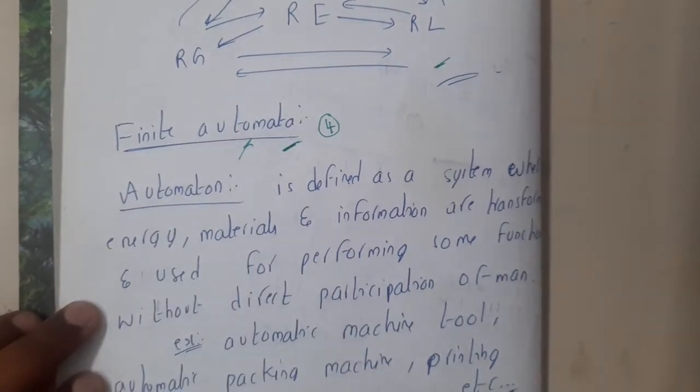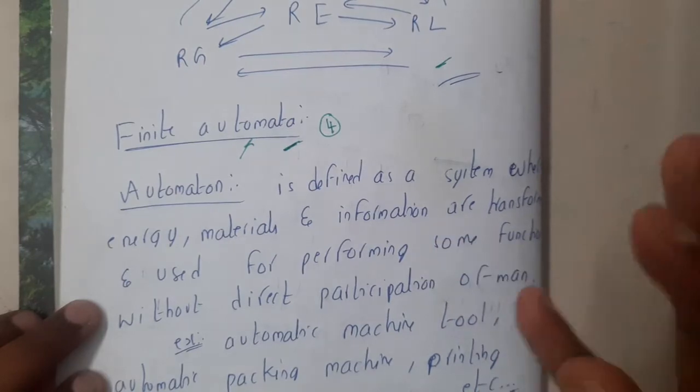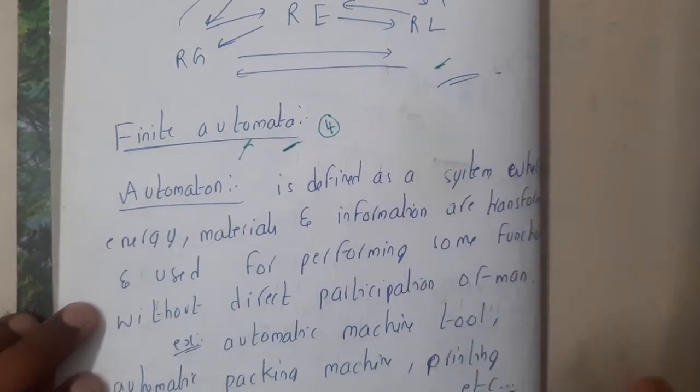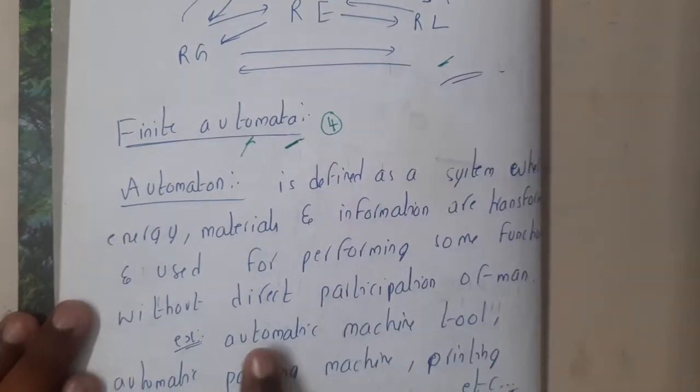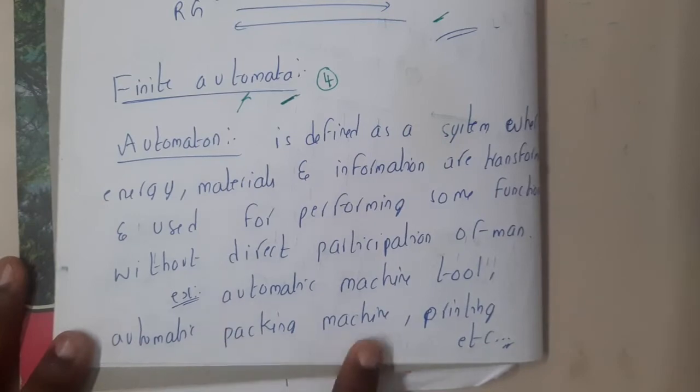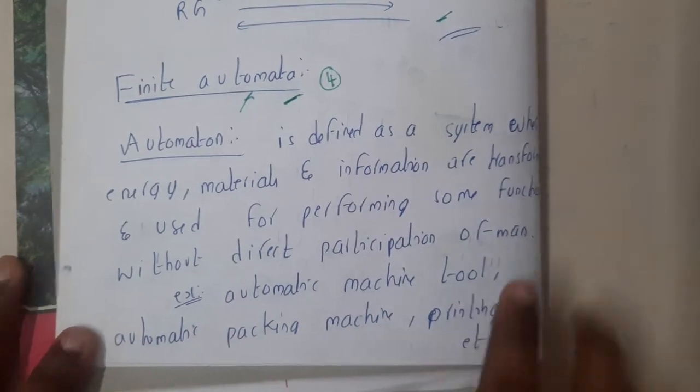So in simple words, automata is almost similar to automation, right? It performs on its own based on some steps. So automatic machine tools, automatic packing machines, printers, etc. Those are some examples of automata.